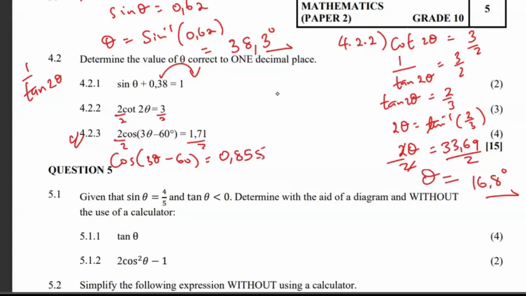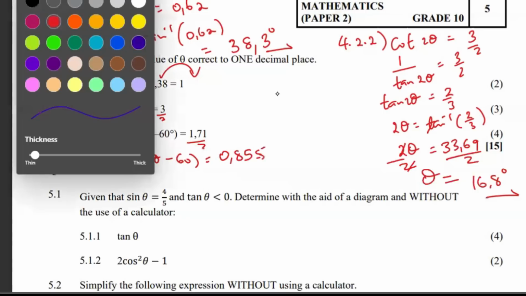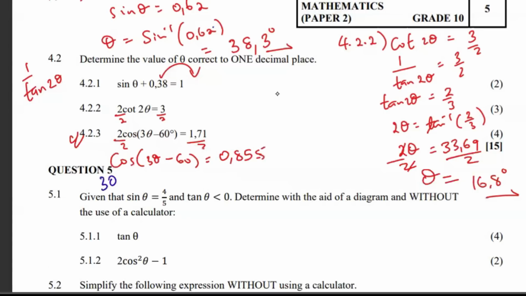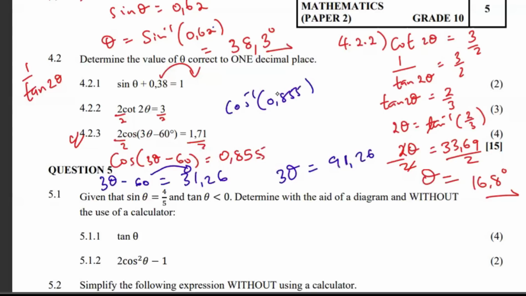Then let's find the shift cos of this, which means 3 theta minus 60 is equal to the shift cos of 0.855. So shift cos of that, I'm getting 31.24. Then I need to move the 60 to that side, which will be an addition, which means 3 theta is going to be 91.26. And then I'll divide both sides by 3.